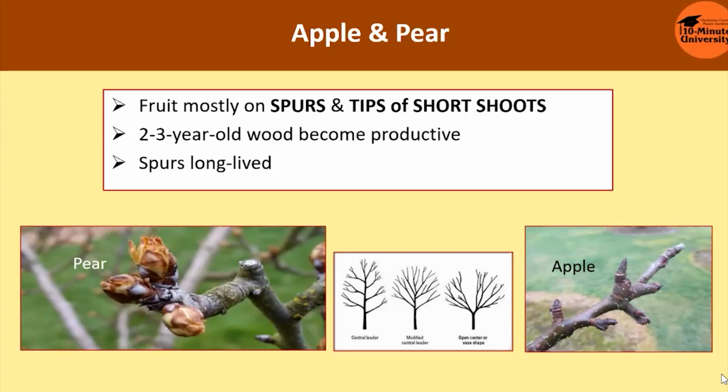These are very valuable. The 2 to 3-year-old wood will become productive. We can get flowers in maybe 2 years and fruiting probably in 3 to 4 years. And the spurs live for a long time. That's another reason for taking excellent care of spurs on these trees.